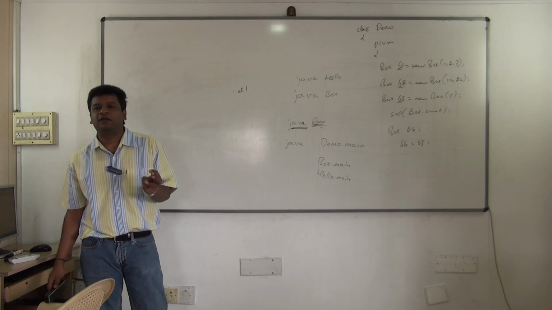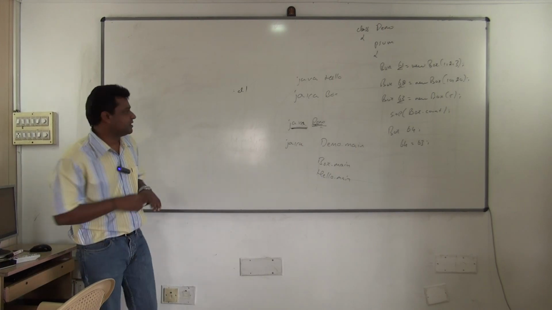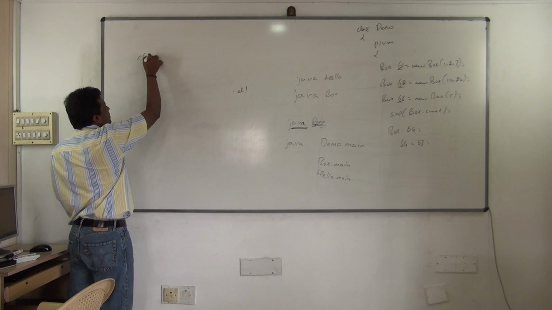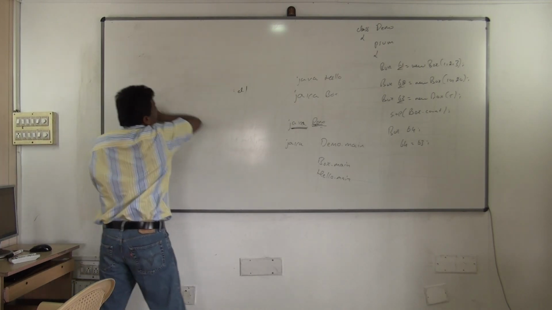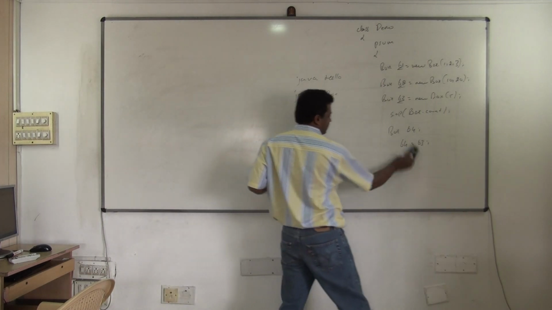So, a class can have what? See this, a class can have what? Just notice. The members of the class now, what all can it have? Just let me highlight it now.